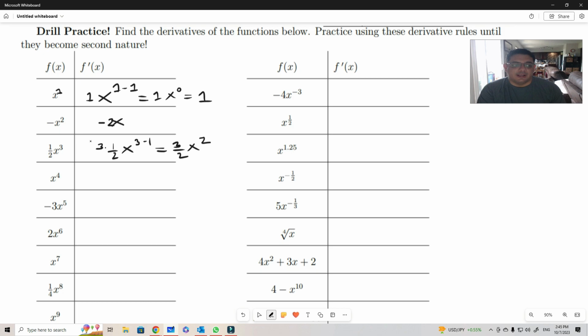Okay. Now at this point, you probably realize that a lot of this is just putting down the number that is in the exponent and subtracting 1 from the power.